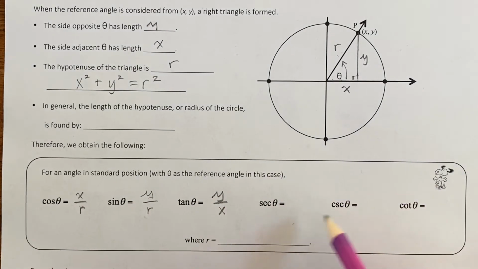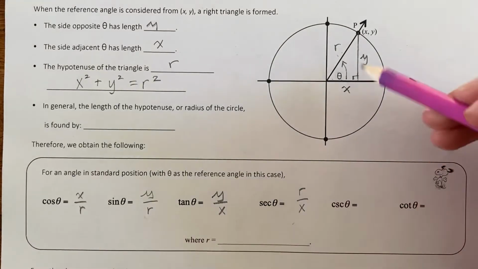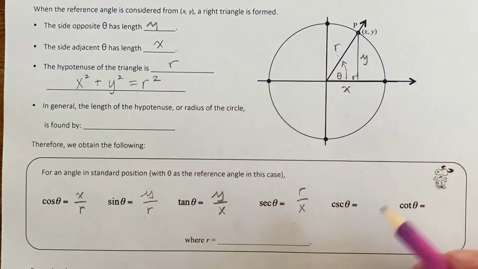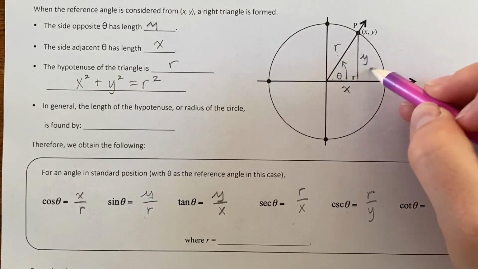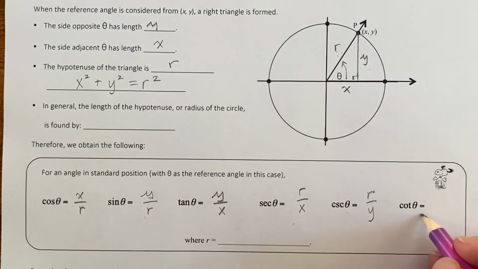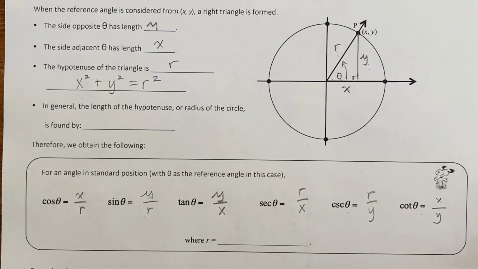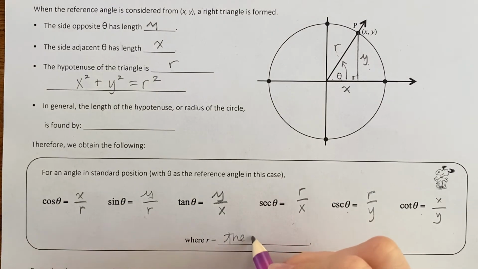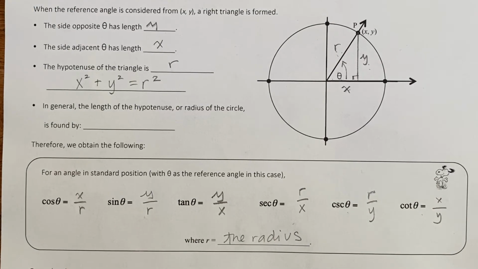We also know our reciprocal identities. So the secant is the reciprocal of the cosine. So that would be r over x, hypotenuse over adjacent. The cosecant would be r over y, hypotenuse over opposite. And the cotangent would be x over y, adjacent over opposite, where r is the radius or the hypotenuse. Okay? So far, so good?